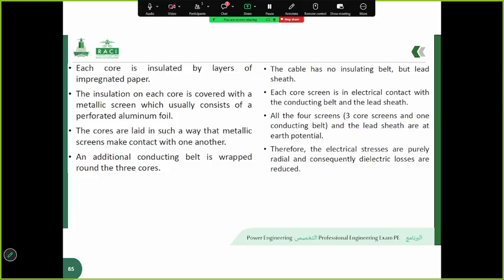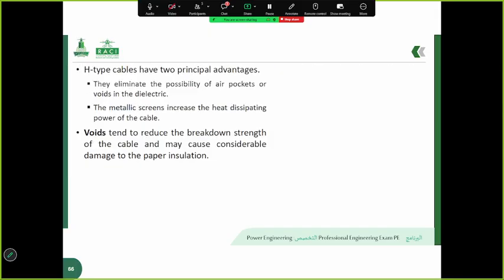The presence of the metallic screens and the conducting belt helps prevent tangential stress that causes insulation breakdown in the belted cable at high voltage.